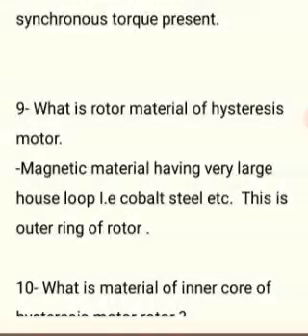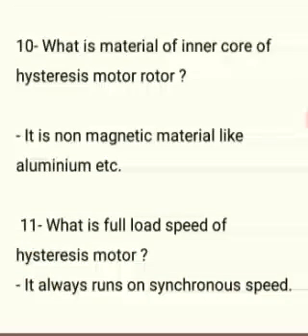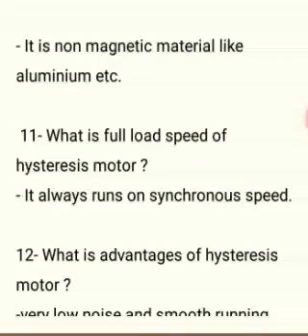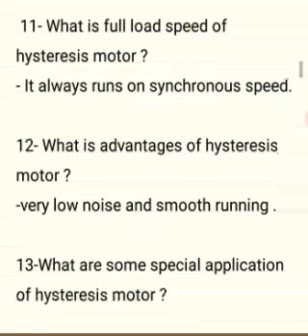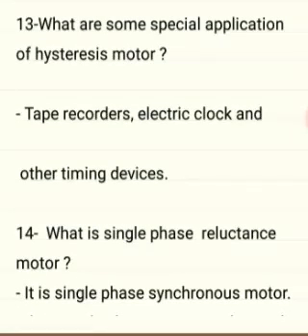What is the rotor material of a hysteresis motor? Magnetic material having a very large hysteresis loop, that is cobalt steel etc. This is the outer ring of the rotor. What is the material of the inner core of the hysteresis motor? It is non-magnetic material like aluminum etc. What is the full load speed of a hysteresis motor? A hysteresis motor always runs at its synchronous speed. What is the advantage of a hysteresis motor? Very low noise and smooth running. What are some special applications of a hysteresis motor? Tape recorders, electric clocks and other timing devices.